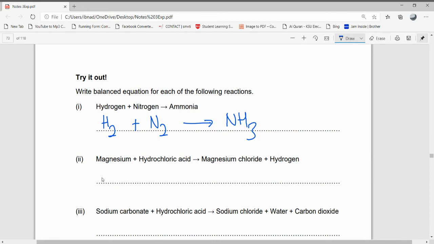Now, magnesium is Mg. This is not ions, this is elements. Hydrochloric acid, as I have written down the formula just now. Magnesium chloride is MgCl2. When I work it out, you must do the working. And hydrogen is H2. So write it down.